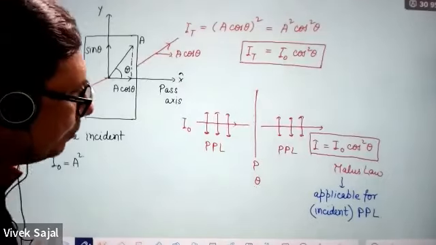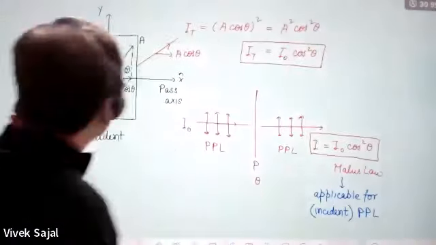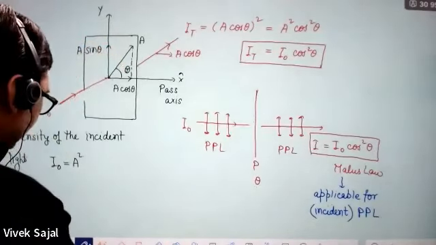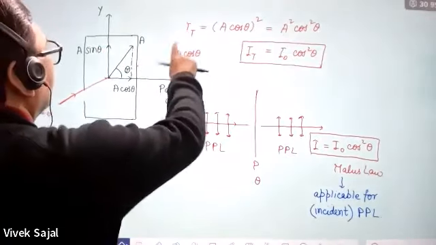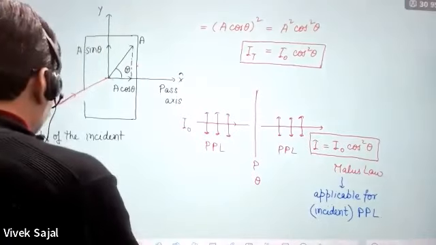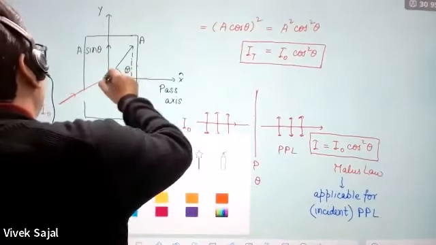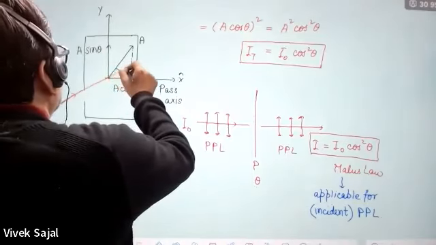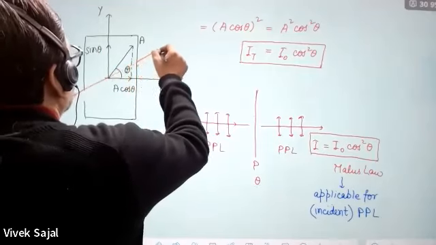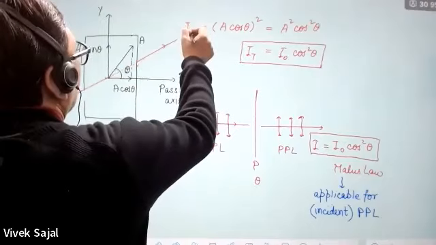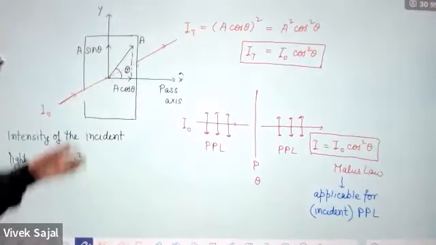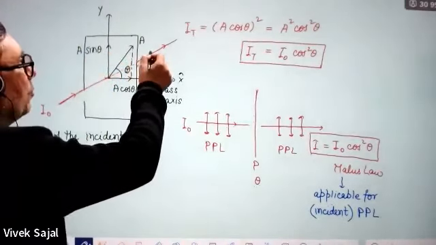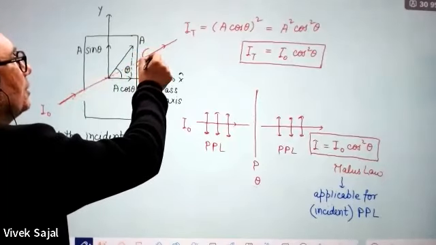Now, another important aspect of this is, suppose I start rotating this. Try to understand, I start rotating it. And this is I T. Now, what I'm doing, I'm rotating this polarizer. I'm rotating this polarizer about this axis. This is the axis of rotation.